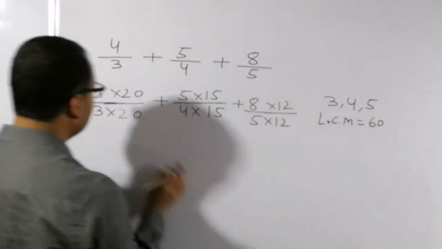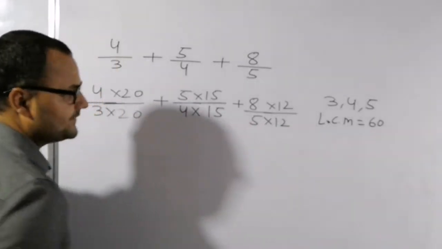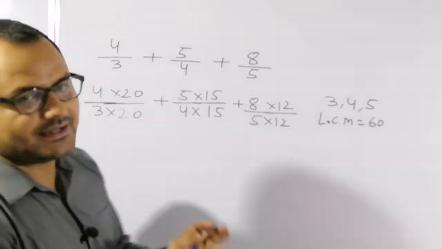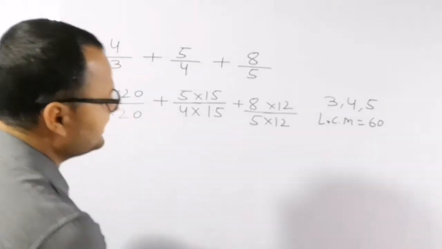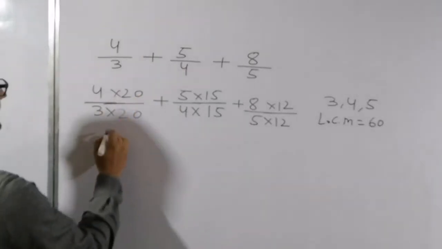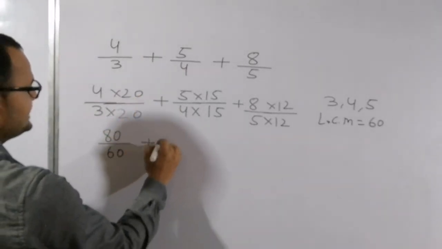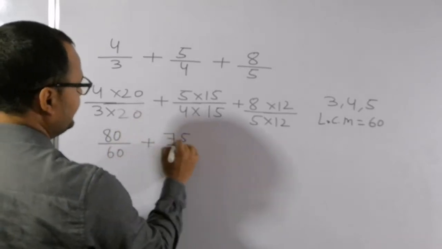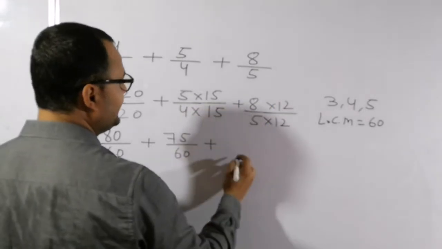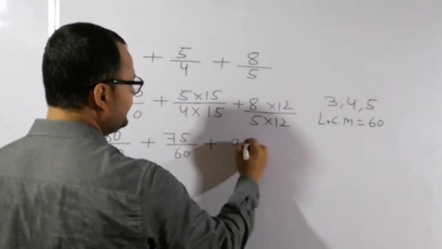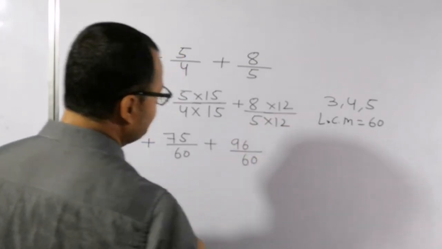Now you can check. 3 into 20, 60. 4 into 15, 60. And 5 into 12, 60. So it means again we got like fractions. If unlike, we have to convert as like. So we got 4 into 20, 80 by 60, plus 5 into 15, 75 by 60, and plus 12 into 8, that is 96 by 60.